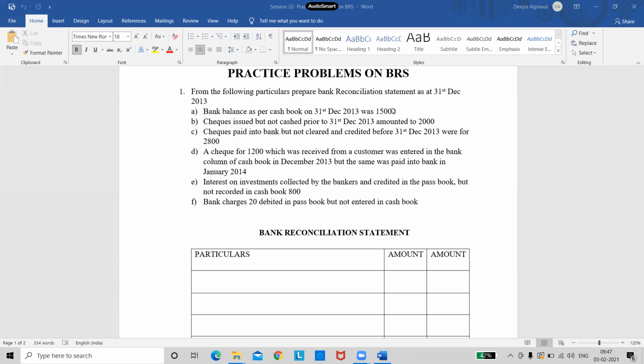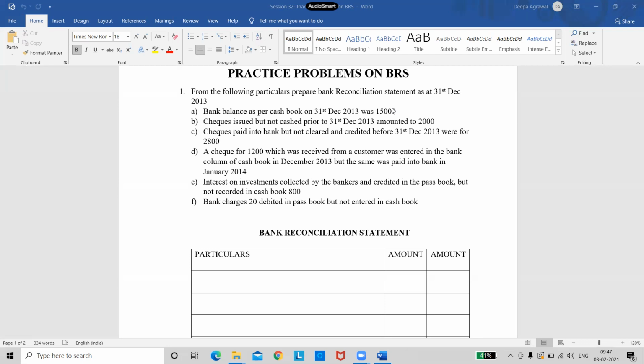And he says those checks were not yet cleared and credited. That means the passbook has not yet recorded this entry. So the cash book has recorded, but the passbook has not recorded. And because it is depositing checks into bank, it is a receipt. So cash book balance will be more and passbook balance will be less. Am I clear? Did you all understand the meaning of this?